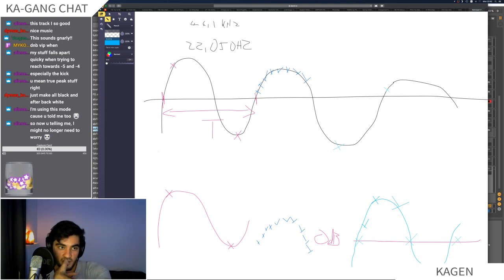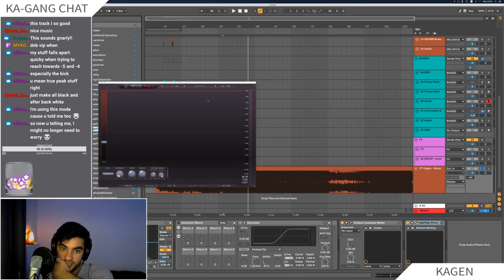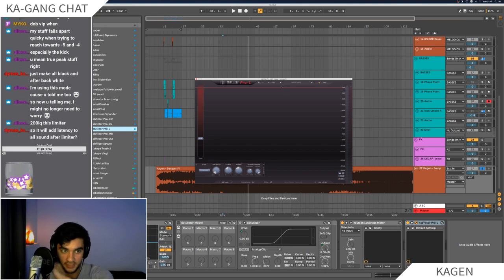Here's the problem. Basically, you sacrifice transient response and you're smashing your transients. Apparently, I haven't tested this yet. I have to say this, I haven't actually tested this yet. But a lot of people say it will add latency to all sounds after the limiter.